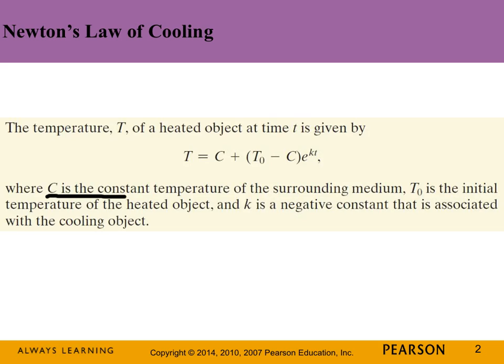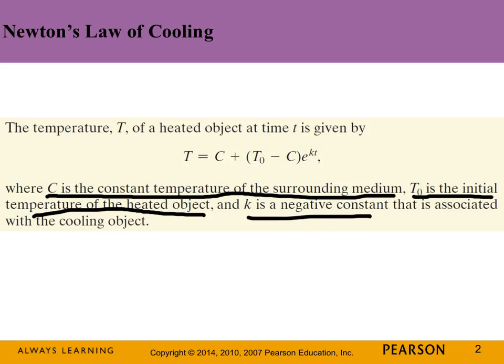C is going to be the constant temperature of the surrounding medium. T sub 0 is your initial temperature of the object that has been heated, and k is a constant, which will be negative.